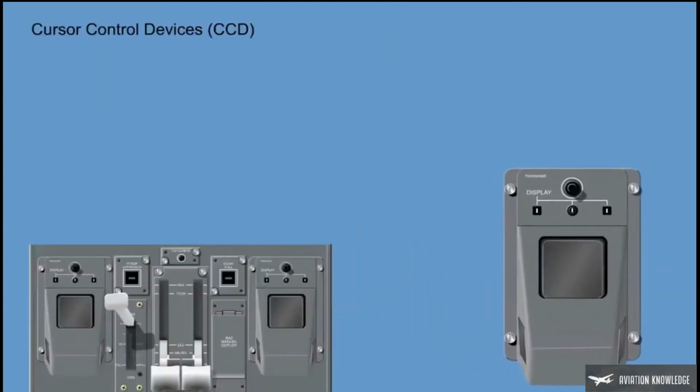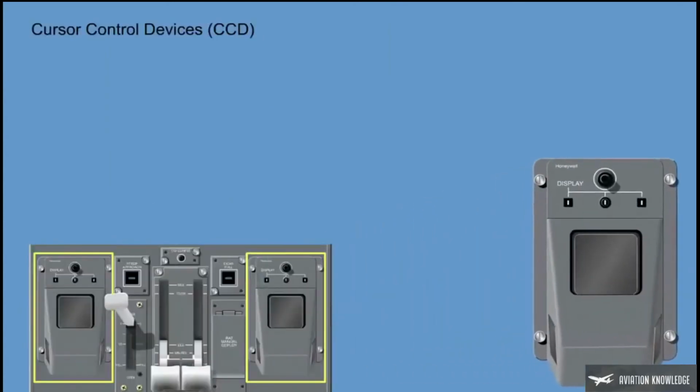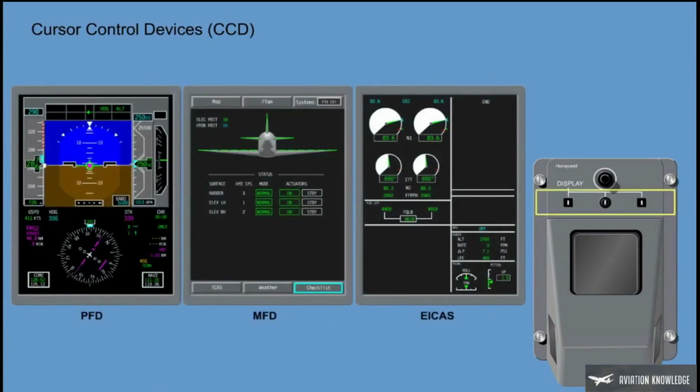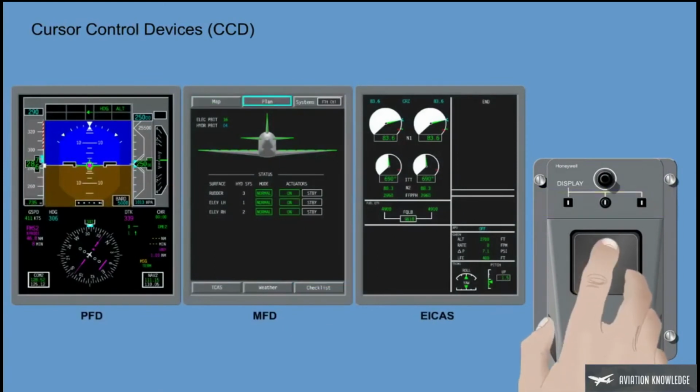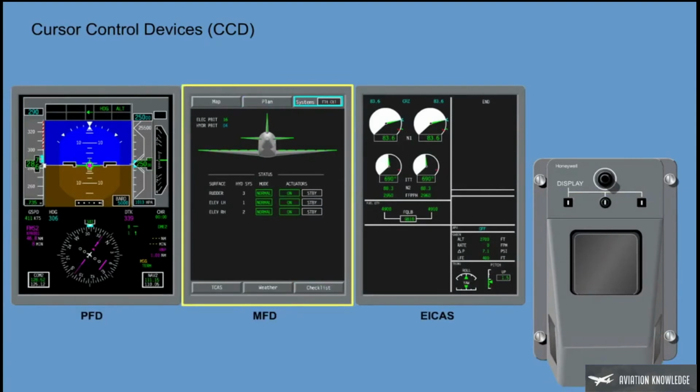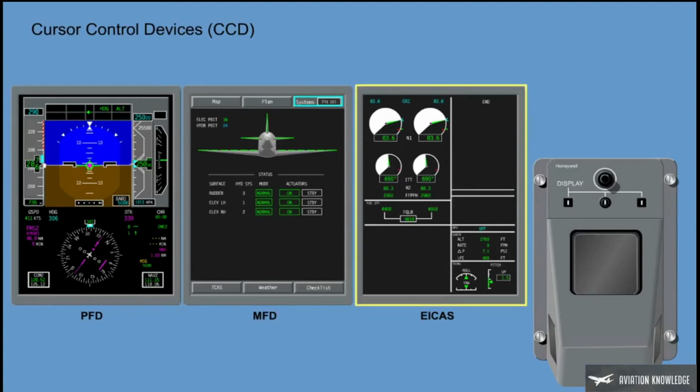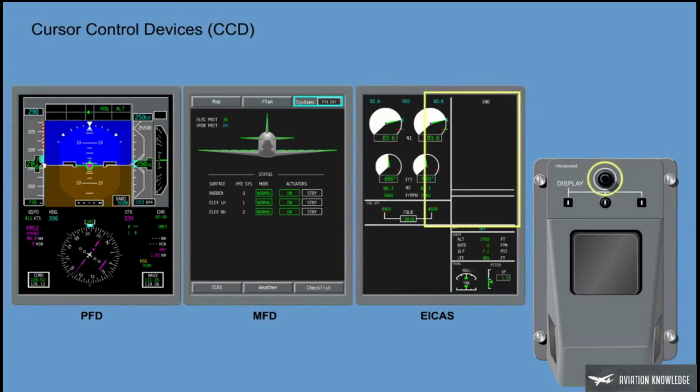The cursor control devices, CCD, are installed on both sides of the control pedestal panel. They allow the flight crew to quickly select the displays and position the cursor within the different selectable menus. The CCDs are primarily used on the MFD for selection of formats and functions. They also provide radio tuning on the PFD and EICAS message scrolling on the EICAS display.